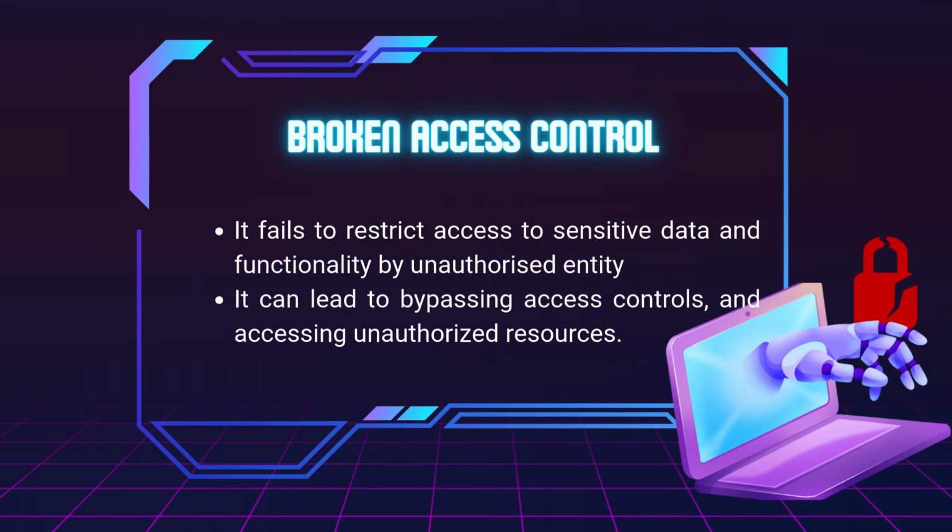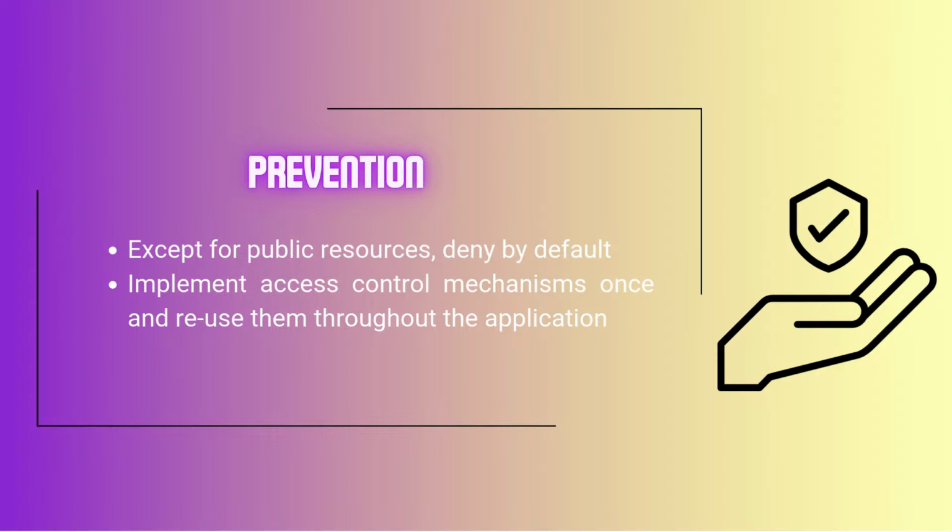OWASP Top 10 vulnerabilities. I listed the latest version of the OWASP Top 10 here. Broken access control. It occurs when an application does not properly enforce authentication and authorization mechanisms. This allows users to access resources and data without any restrictions. By using these kinds of vulnerabilities, an attacker can get unauthorized access, such as viewing other user accounts, modifying records or changing permissions. To prevent these kinds of vulnerabilities, implement access control mechanisms once and reuse them throughout the application. Disable web server directory listing and ensure file metadata and backup files are not present within the web routes.